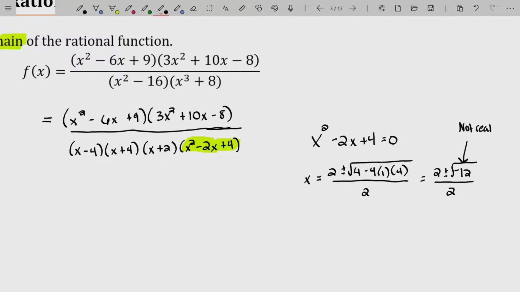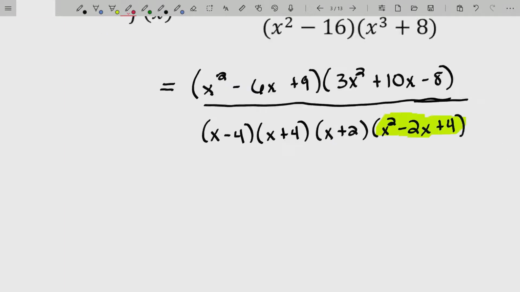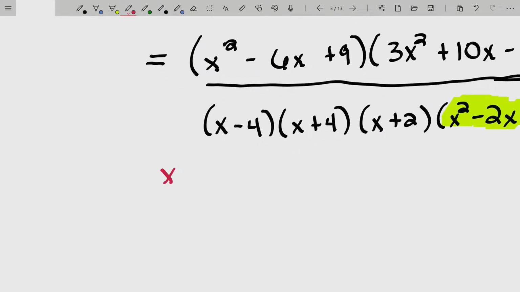All right, so let's talk about that domain. I know that x cannot be, in fact, I'll write this in red since I'm saying what x can't be. x cannot be 4, x cannot be -4, and x cannot be -2. Most people, myself included, do not want these answers written this way. You need to write your answers using interval notation.